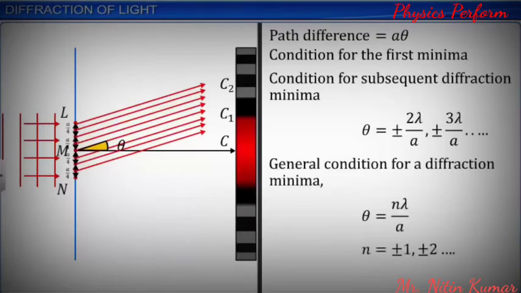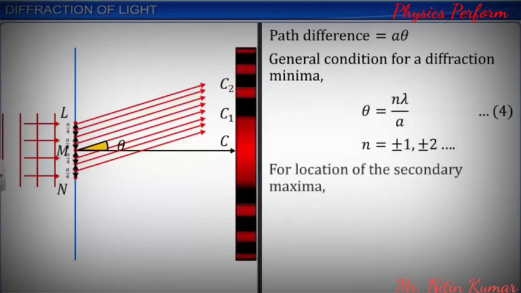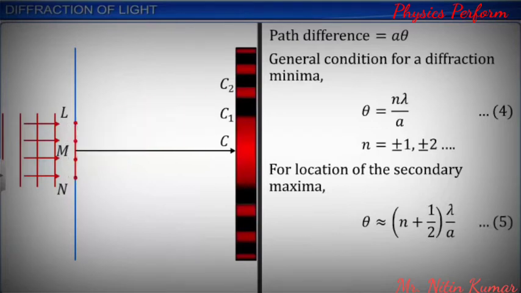In between two successive minima, we will have secondary maxima. We can find the location of the secondary maxima for values of theta approximately equal to (n + 1/2) lambda by a. Let this be equation 5. Let us now verify the validity of equation 5. Imagine that the slit is split into 3 equal parts of width a/3. Consider a point C0 approximately between C1 and C2 at an angle theta equal to 3 lambda by 2a.